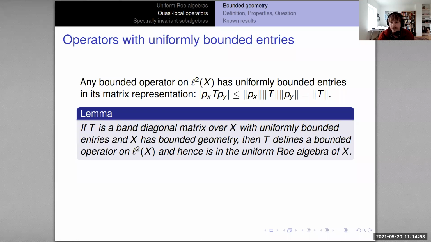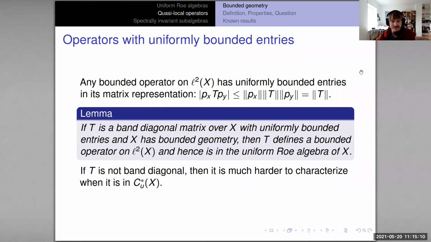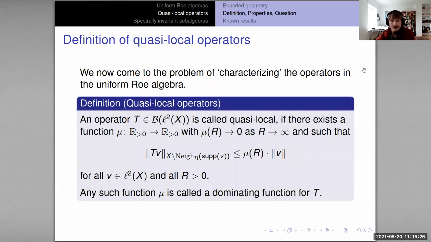So this is one of the reasons why I usually assume all spaces to have bounded geometry, because then at least the band diagonal stuff is completely understood. And as I already said, if the matrix is not band diagonal, then it is much harder to characterize when it is actually in the uniform row algebra. And now we are coming to the main definition of this talk, quasi-local operators.